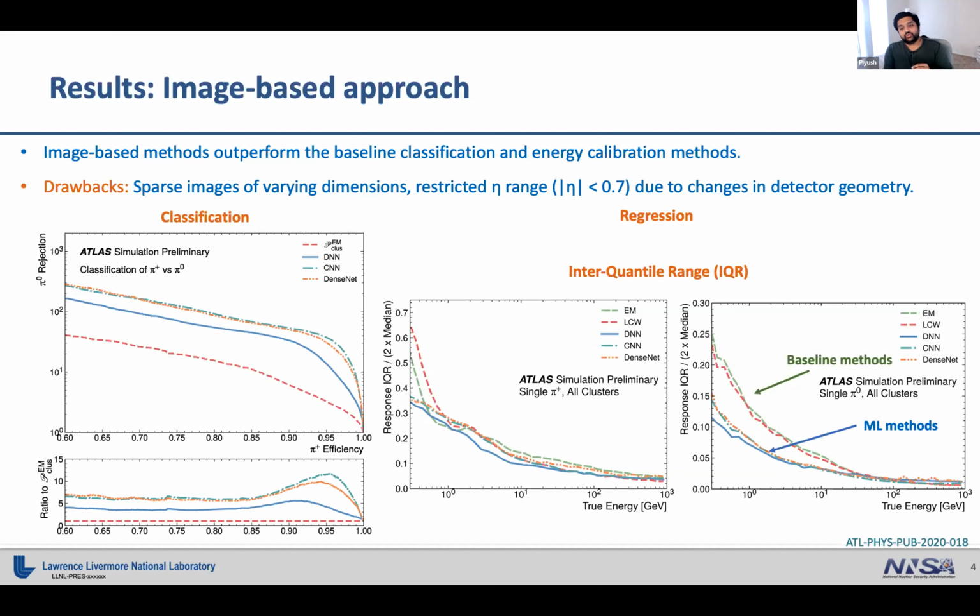The other issue with using images is that you're restricted to a small range of the detector, because even for any particular layer, the dimensionality of the images, or the granularity of the detectors changes as you move away from the center. So that's why you see this eta range restriction of less than 0.7 when we use the image data. So all the results I've presented till now have been in that range of the detector, which is mainly restricted to the barrel range.